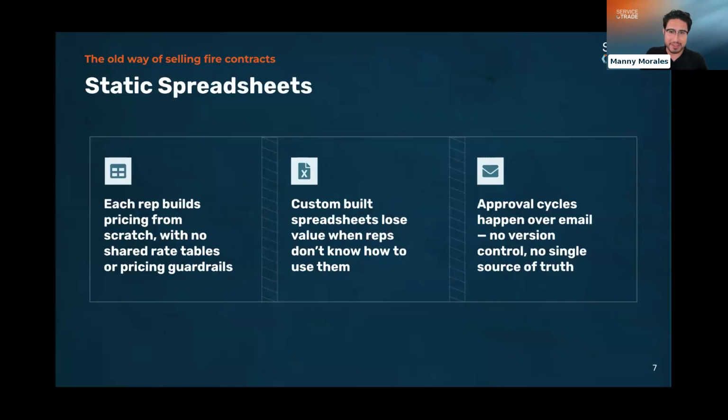The second problem with the old way of selling fire contracts is static spreadsheets. In a world of spreadsheets, each rep builds pricing from scratch. They're using some Excel template that has a pricing calculator and typing that information into a Word document or something. There's no easy way for a leadership team to broadly update those rate tables for the whole team. There's no way to put in pricing guardrails for particular contracts or customers. And even worse, what happens when reps need to share pricing or a proposal for approval or feedback? You're emailing Excel files back and forth, and all it takes is one incorrect save, an overwrite, or a wrong file getting sent to lead to mistakes that create chaos down the line for your customer and your service teams.